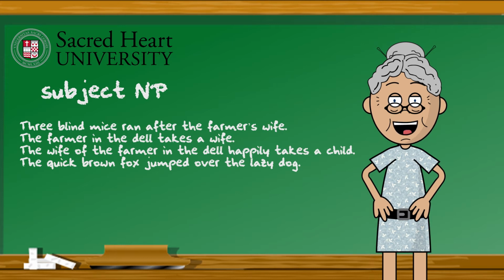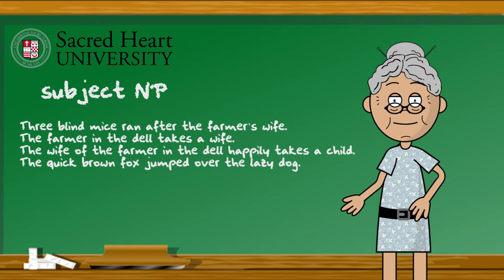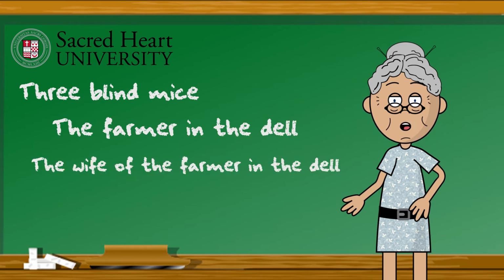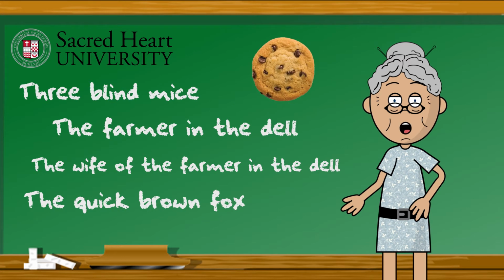3 blind mice ran after the farmer's wife. The farmer in the dell takes a wife. The wife of the farmer in the dell happily takes a child. The quick brown fox jumped over the lazy dog. If you said 3 blind mice, the farmer in the dell, the wife of the farmer in the dell, the quick brown fox, have a cookie.